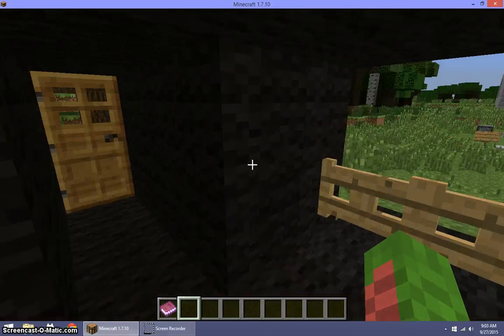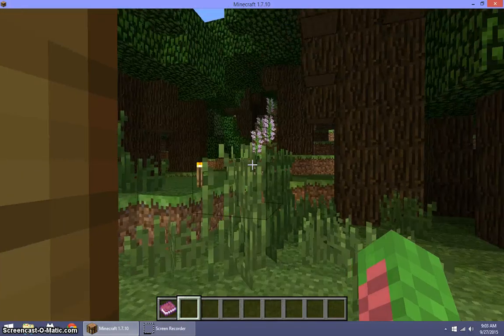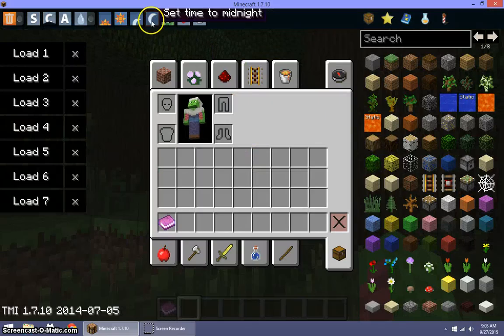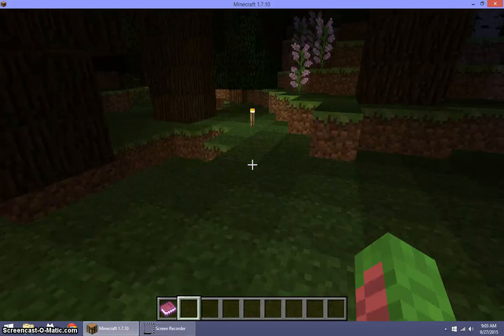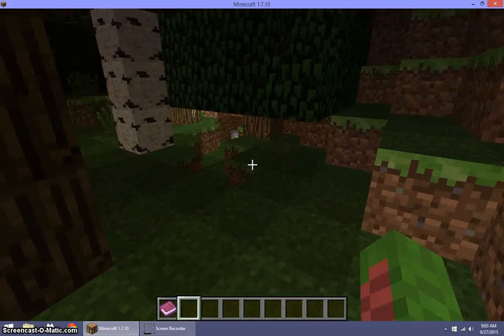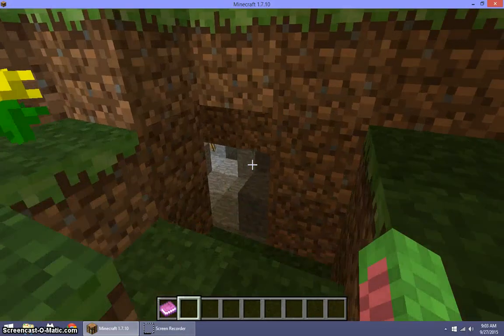All right, let's move on. Oh, look, a door. And look at the time. It has really gotten dark. But luckily these torches are here. We can just follow the torches. It'd be very hard to see otherwise.